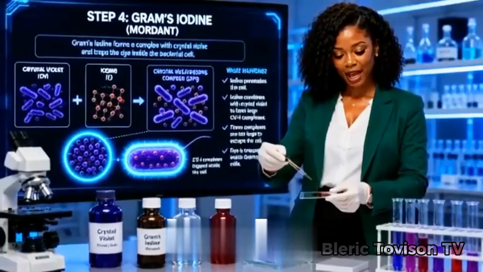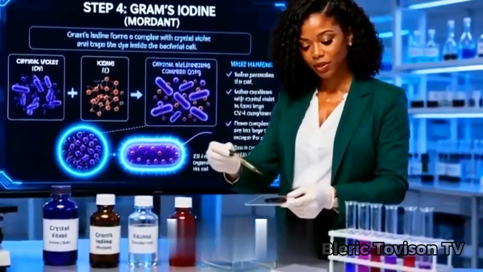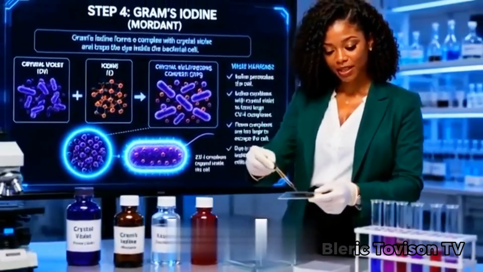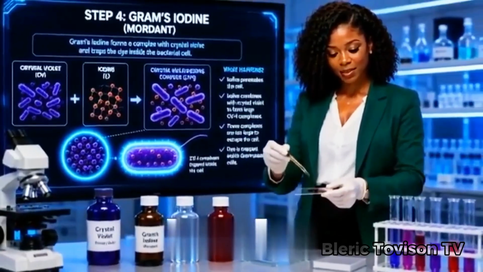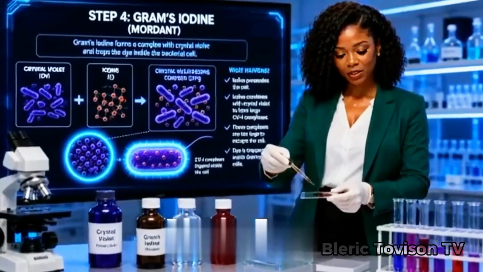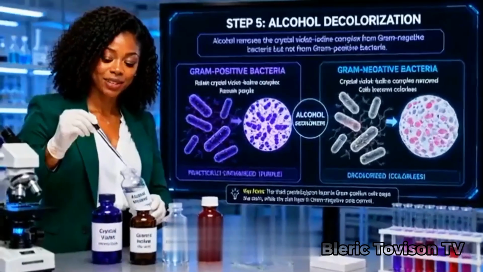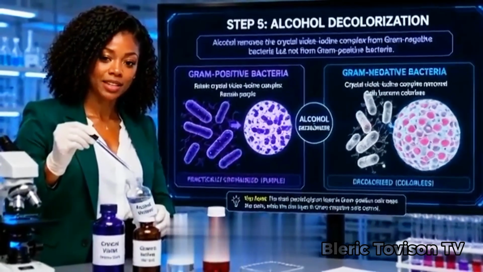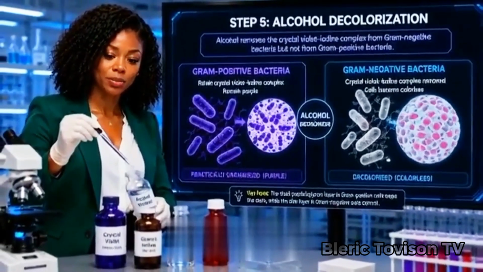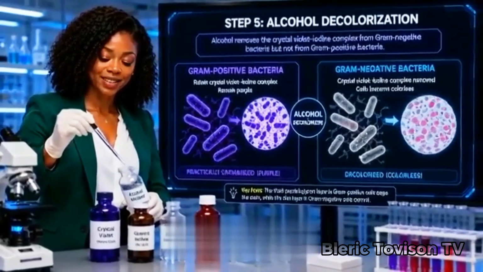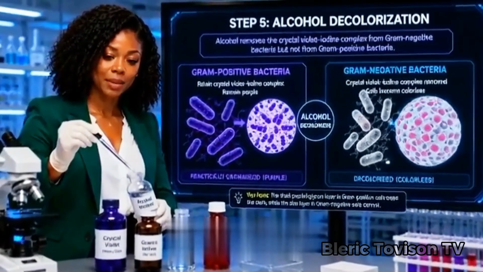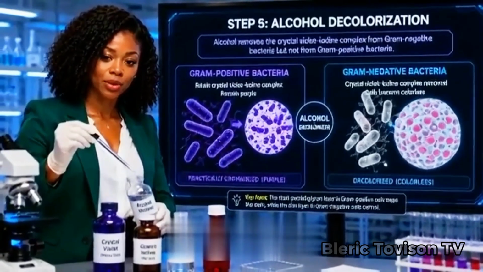Gram's iodine is then added and left for 60 seconds before gently rinsing with water. It acts as a mordant by combining with crystal violet to form a larger complex that becomes trapped inside certain bacterial cells. Now comes the most critical step. Alcohol is carefully applied for 10-20 seconds and then rinsed immediately with water to remove the stain from gram-negative bacteria, while gram-positive bacteria retain the purple color. Timing during this step is extremely important.